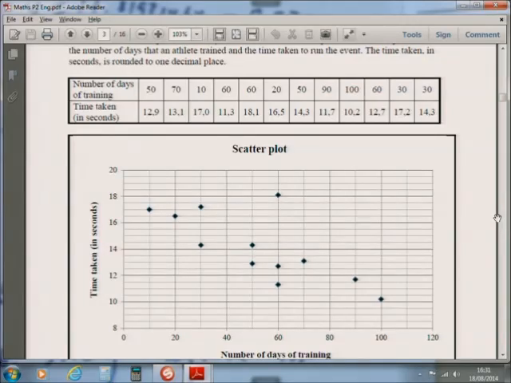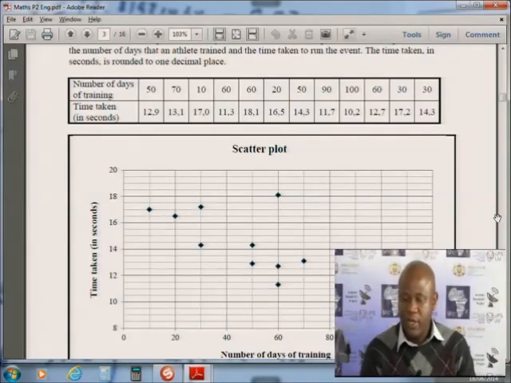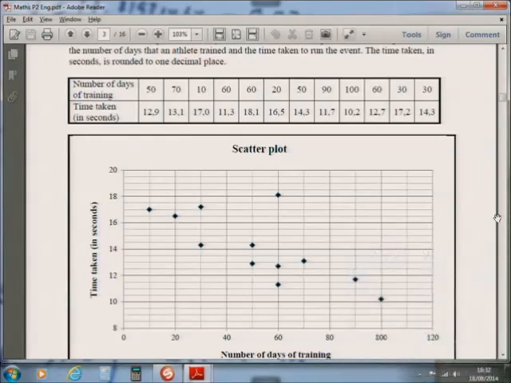Negative or positive, those 2 words must be there, either positive or negative, and then you indicate the association, whether it is strong, whether it is moderate, whether it is perfect, whether it is weak or no correlation. Please indicate those. Right. I'm sure we have done fairly well on that question.